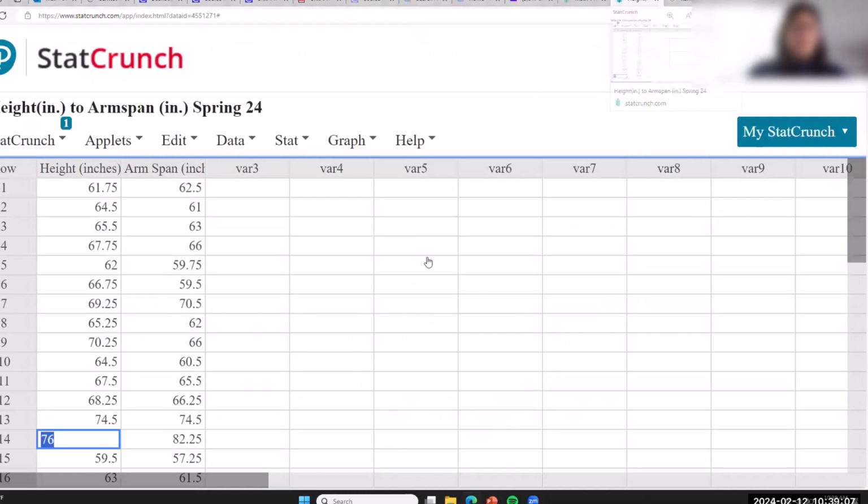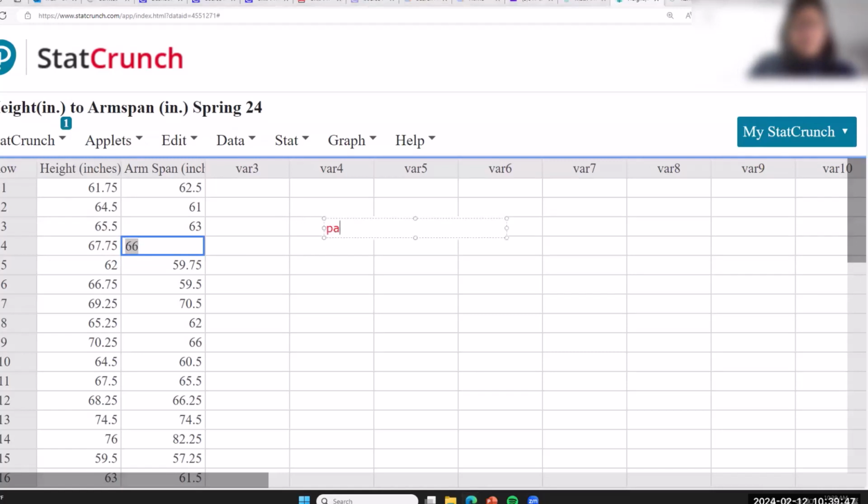So I'm going to jump over here to our height and arm span. And I'm going to make a scatter plot out of this data. Now, again, it's very important to note that our observational unit was a student, and each of the rows, this student who was 61.75 inches in height, they had an arm span of 62.5 inches. So each of these rows corresponds to the same person. So this 65.5 goes with the 63. This 67.75 goes with the 66. Do you guys see that? This is called paired data. So we've got paired data.